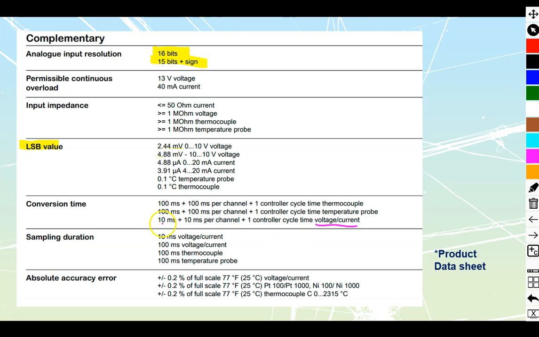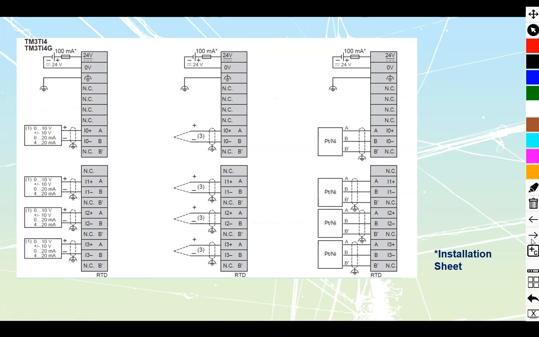Remember, on our other analog inputs, the AI dedicated cards, it was only going to be 1 millisecond plus another millisecond per channel plus my cycle time. Now we're up to 10 milliseconds plus 10 milliseconds. So although you can use it for voltage and current, this card is going to be slower on voltage and current. In most cases, it's going to be more than fast enough, but in some extremely technical cases, it will not be so.